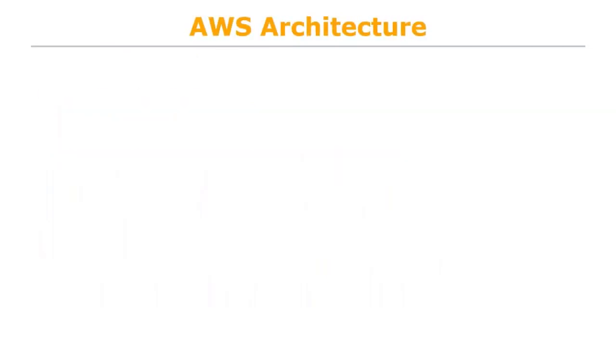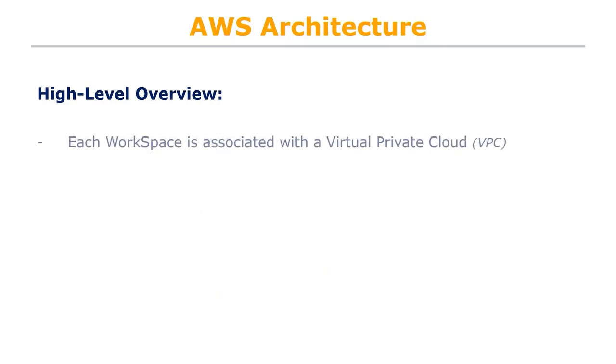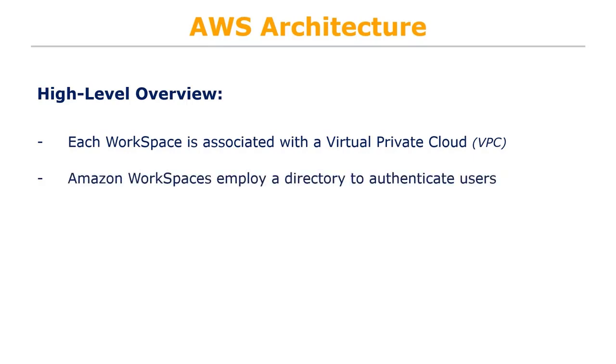Now that we are more familiar with what Candy Cloud is and what it can offer, let's touch a little on the technical aspects. Each workspace is associated with a virtual private cloud and a directory to store and manage information for your workspaces and users. For security purposes, Amazon Workspaces employ a directory to authenticate users. We will take a closer look at this process in a minute.